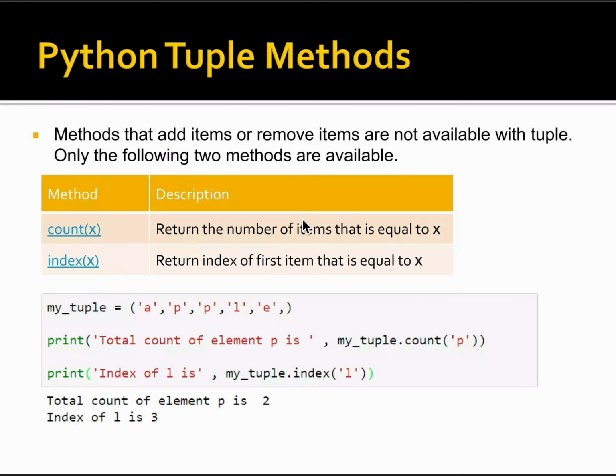Next, Python tuple methods. Methods that add items or remove items are not available in tuples. Only the following two methods are available: count(x) and index(x). count(x) returns the number of items that are equal to x, and index(x) returns the index of the first item that is equal to x.